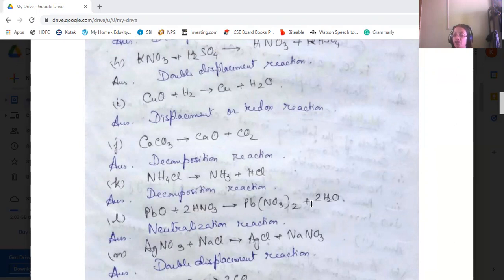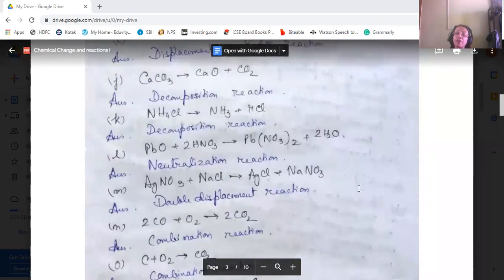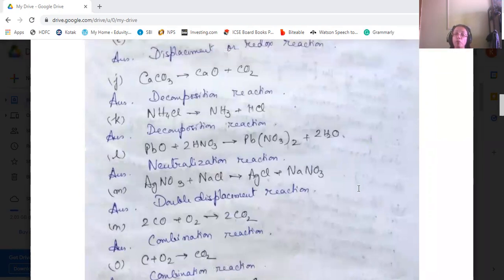Then silver nitrate solution reacting with sodium chloride solution forms a precipitate of silver chloride and sodium nitrate solution. So that's a precipitation reaction, or double displacement, you can also say. Silver chloride is a white precipitate that is formed when silver nitrate solution reacts with sodium chloride solution.